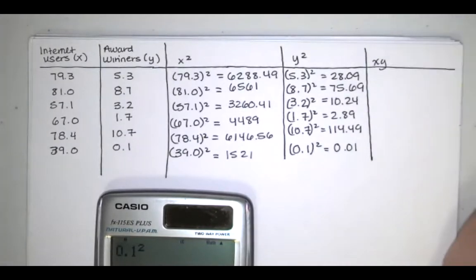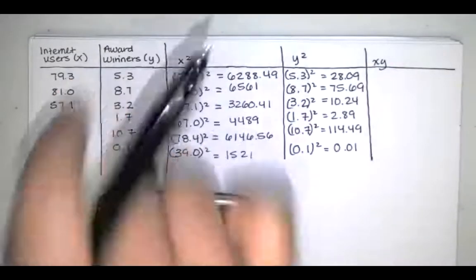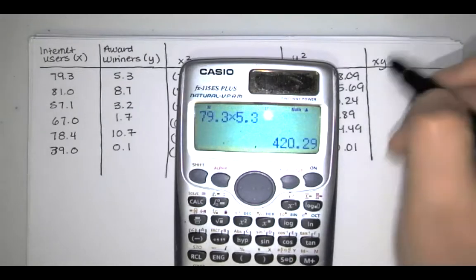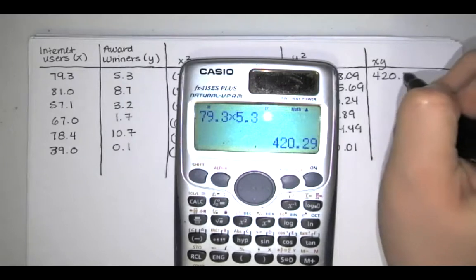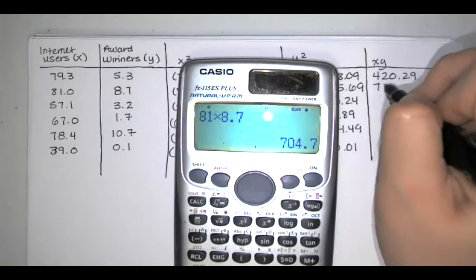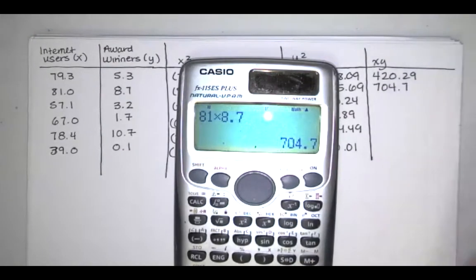And then we also need an x times y column. So I'm just taking this x value and I'm multiplying it by that y value. So I've got 79.3 times 5.3. And I have 81 times 8.7. 57.1 times 3.2.